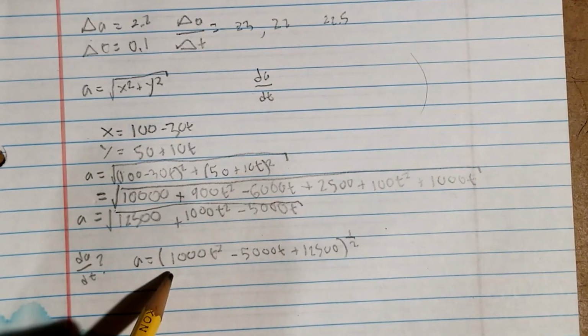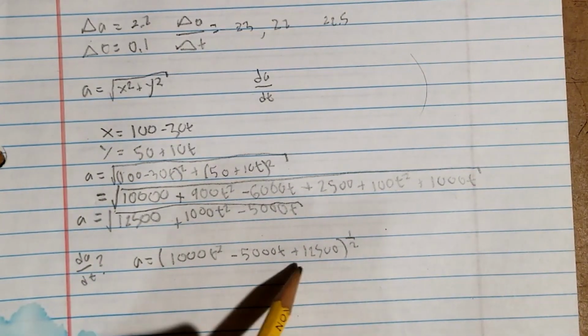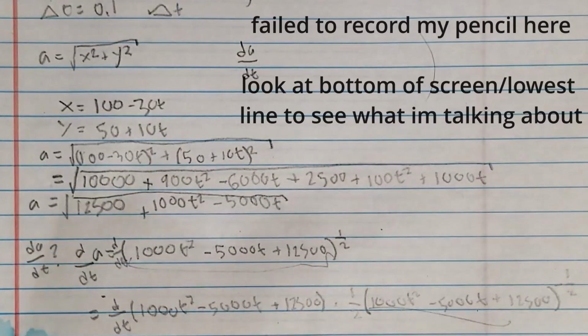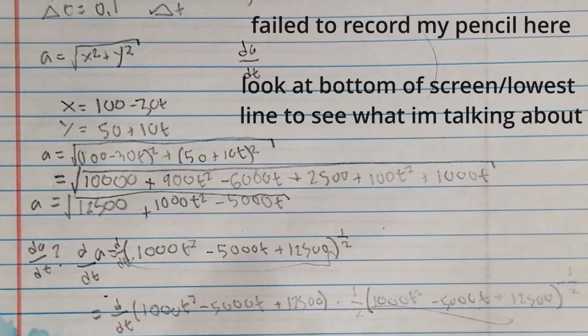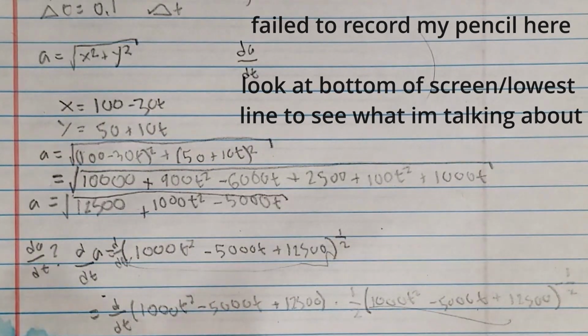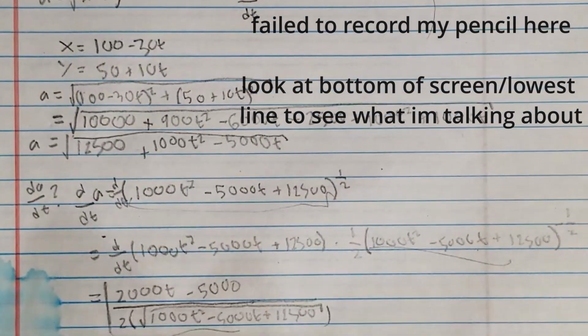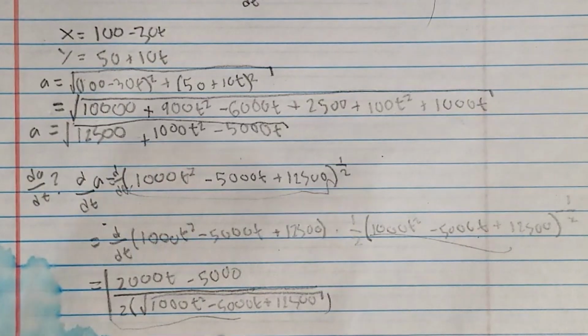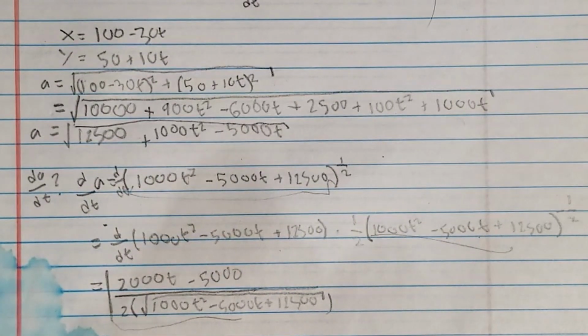Okay, so this is A, but what is dA/dt? Well, we can take the derivative of this. It can be rewritten as A equals (1,000t squared minus 5,000t plus 12,500) to the power of 1/2. Taking the derivative of this, we can just use the chain rule, so this will equal the derivative of the inner argument times the derivative of the outer argument. This equals (2,000t minus 5,000) over 2 times the square root of the same thing. Okay, so this is the derivative, but we want to know the answer for t equals 0, so we can simply plug in 0 here.